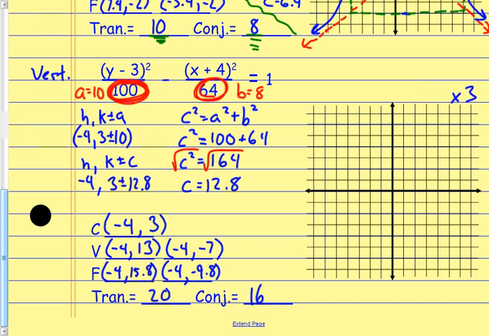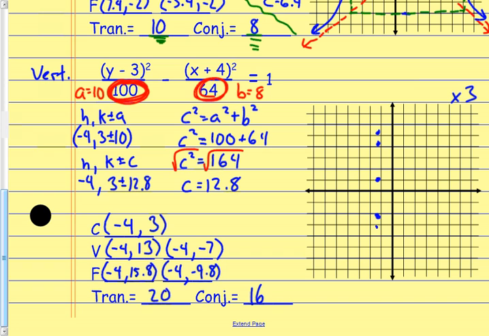So negative 4, 3 is going to be right around here somewhere. Negative 4, 13. It's going to be right around here somewhere. Negative 4, 7. Be right around here. Sorry, negative 7. What am I doing? I counted down 7 instead of going down to negative 7. Right here. There we go. Negative 4, negative 7. Negative 4, 15.8. It's going to be right around here. Negative 4, negative 9.8 is going to be right around here somewhere. And so I plot all those values.